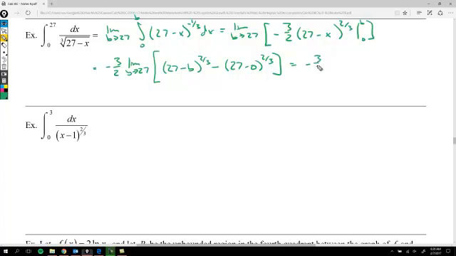So I have negative 3/2 times negative 9. This negative didn't go anywhere. 27 minus 0 is 27, to the 2/3 power is just 9. I multiply these out, I get 27/2.